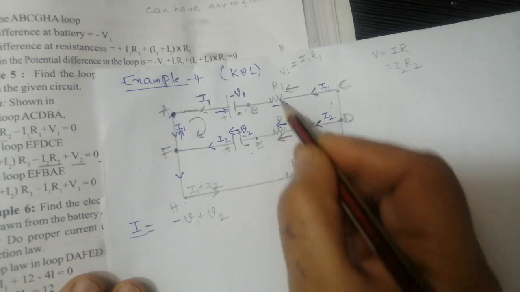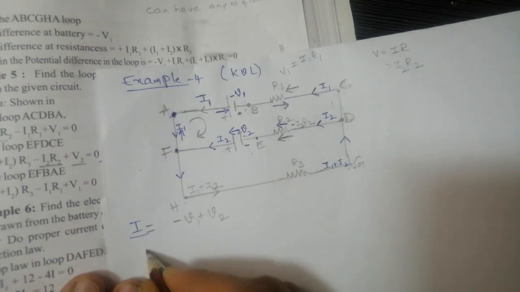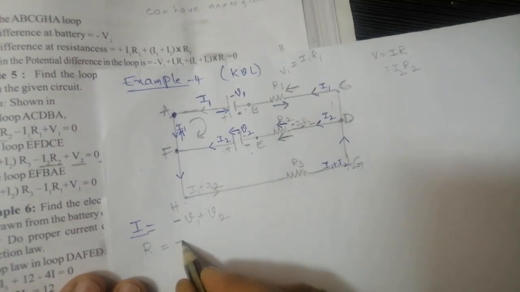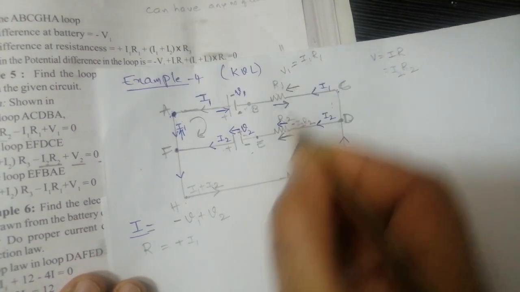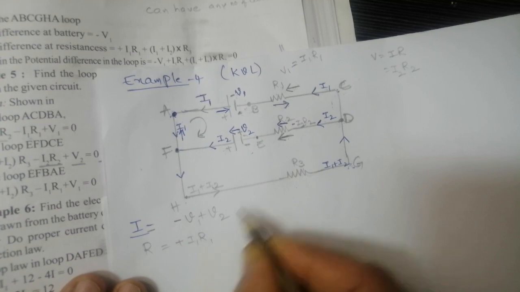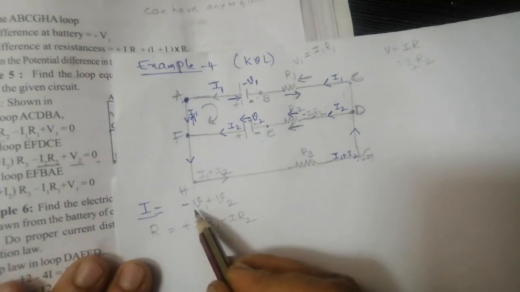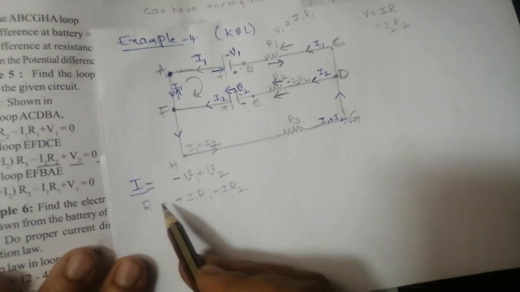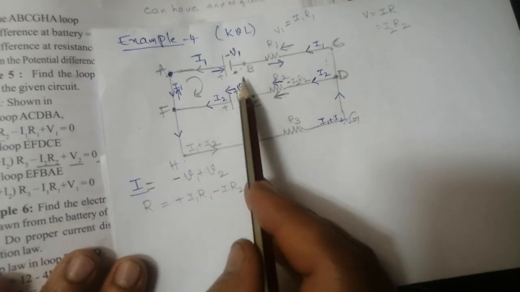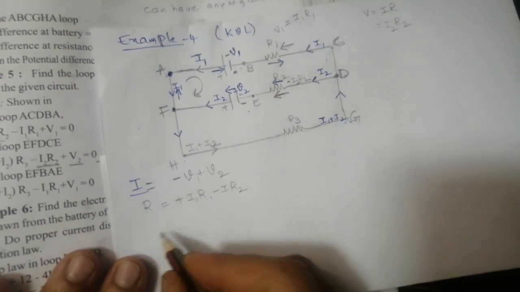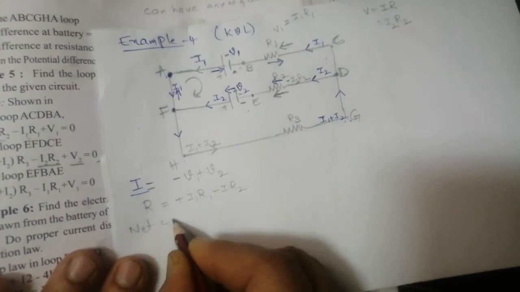Okay, this is 2. Now we will write the two resistors. Plus I1 R1, this one, and minus I2 R2. If we combine these two, meaning if we take the loop, what is a loop? A combination of all the electrical components. Then we have to write the combined net charge.